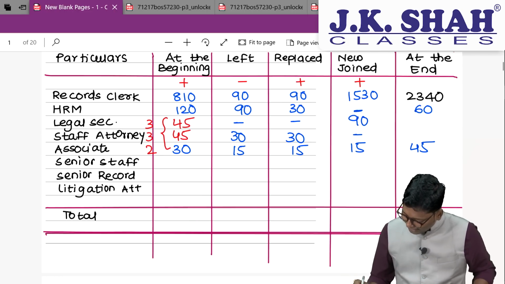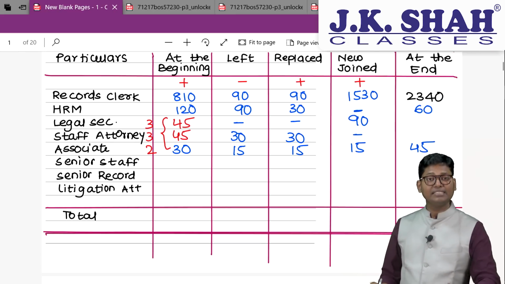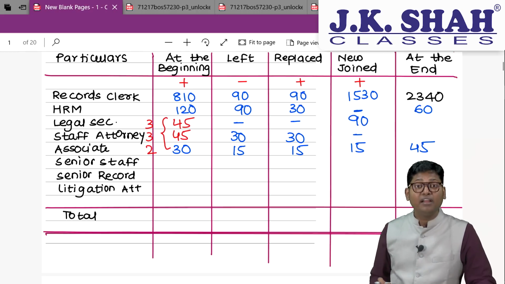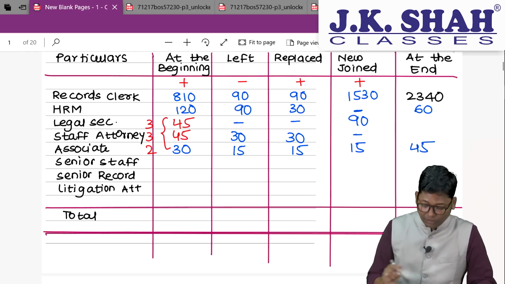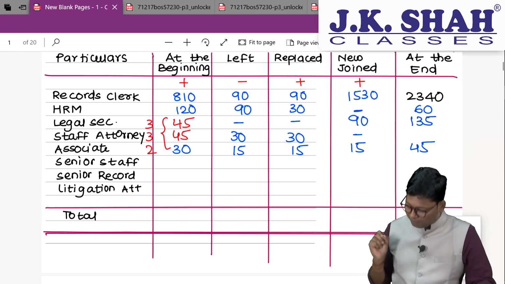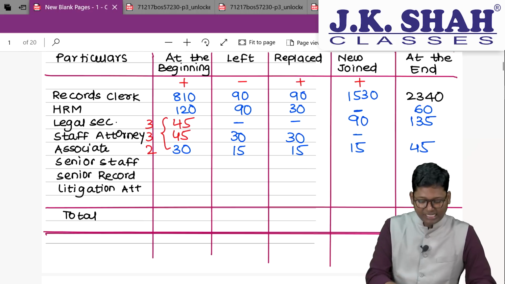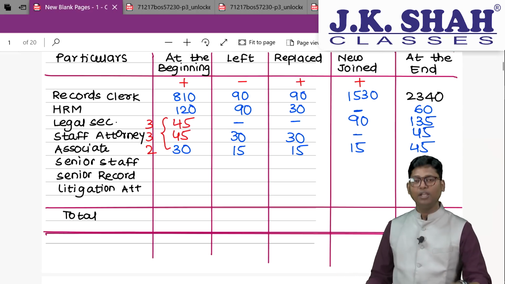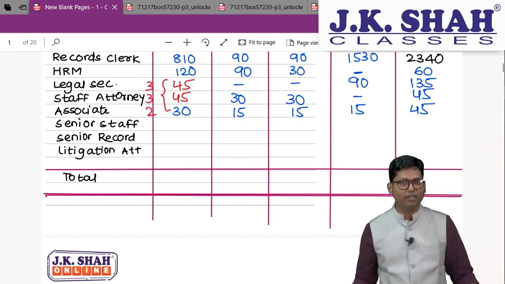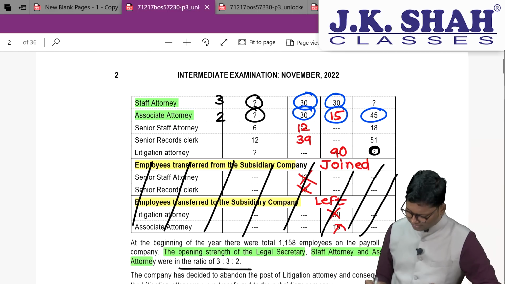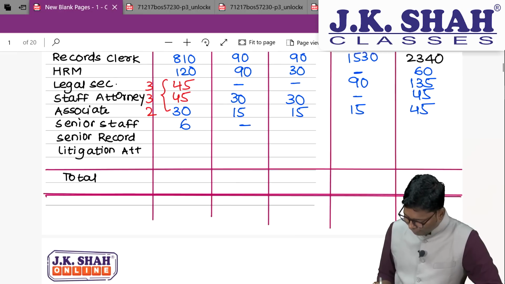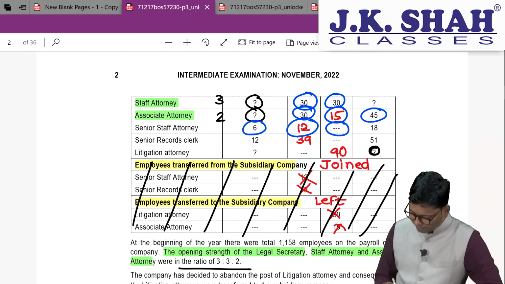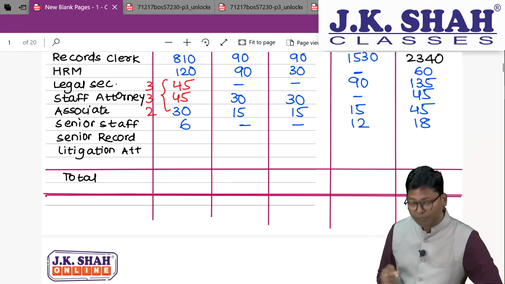Now finally, we can calculate the missing balances of legal secretaries and staff attorneys. 45 were there at the beginning of the year, 90 people newly joined, so a total of 135 employees will be there at the end of the year, correct? 45 staff attorney employees were there at the beginning of the year. From those 45 employees, 30 left, 30 joined, so at the end again 45 employees will be there. So simple, the easiest presentation and the easiest calculation. Now 3 more calculations are pending, which we already discussed. 6 at the beginning, nobody left, nobody replaced, all newcomers I am going to record as new joinees, and therefore there will be 18 employees, correct?